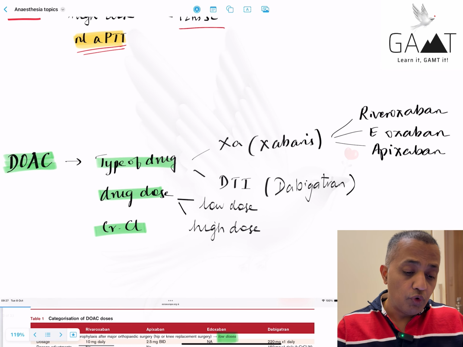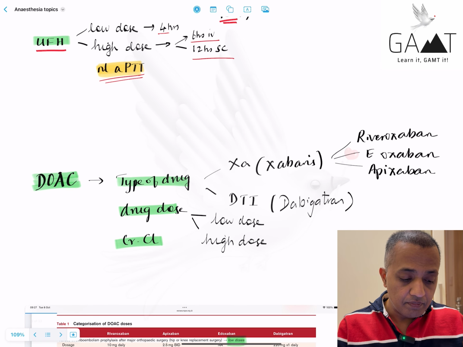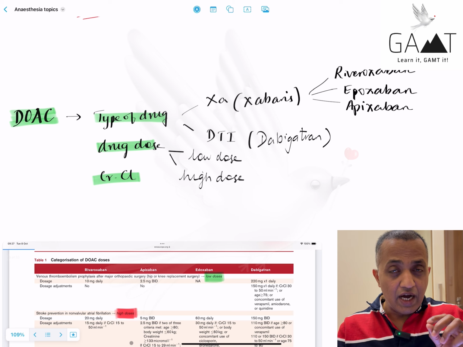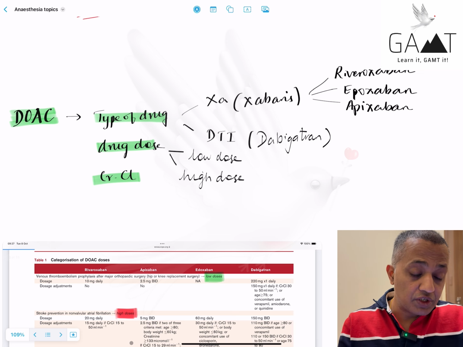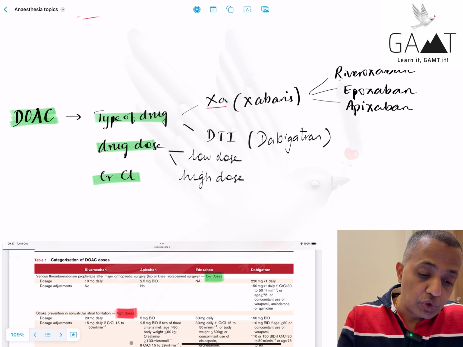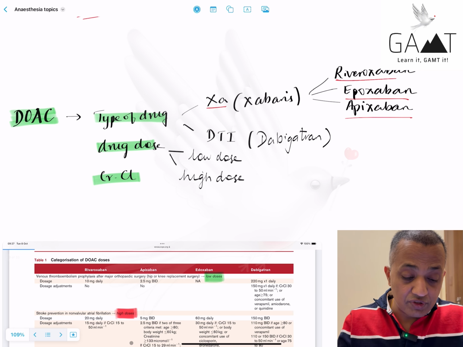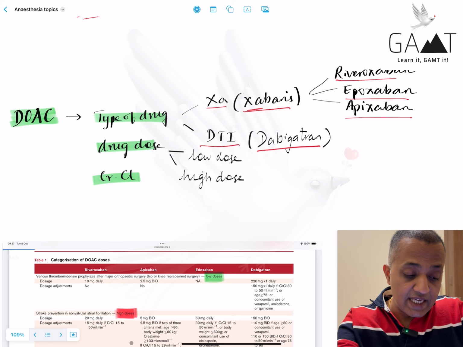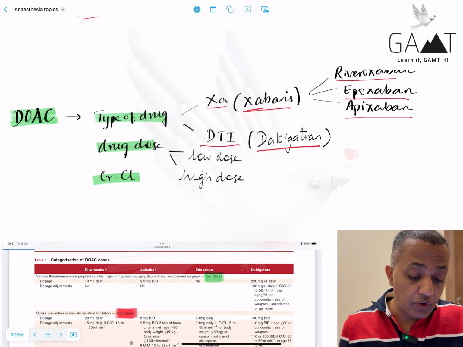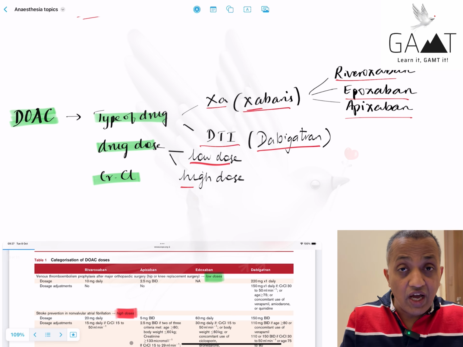Before we jump into the GAMT, we need to look at the concept. There are three things that you need to ask when somebody is on a direct-acting oral anticoagulant agent and you want to do a neuraxial block. The first is what type of drug this patient is on. Two groups of drugs here: factor Xa inhibitors, which include rivaroxaban, edoxaban, apixaban. Those are all the xabans, or factor Xa inhibitors. It's Ten-A, easy to remember. And then you have direct thrombin inhibitors, for example dabigatran. So first you need to know what type of drug the patient is on. Secondly, you need to know what dose they're on. Are they on a low dose of these agents, or are they on a high dose?